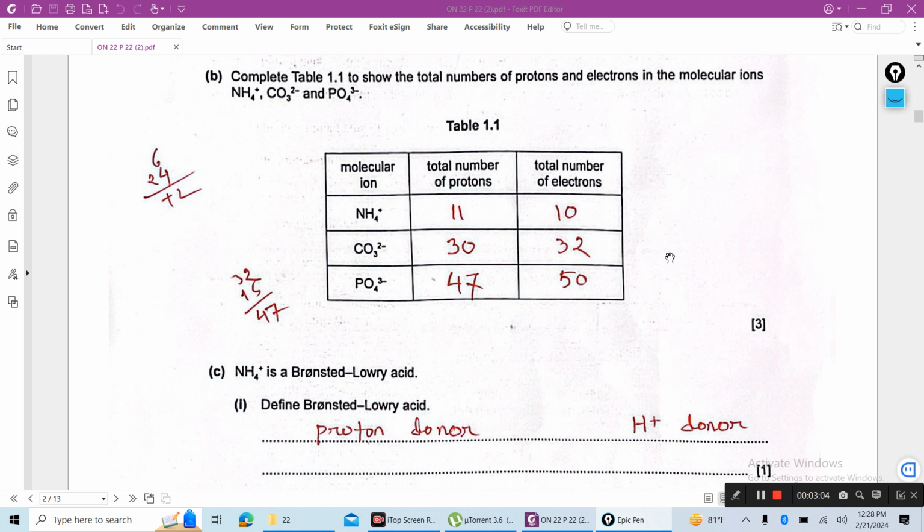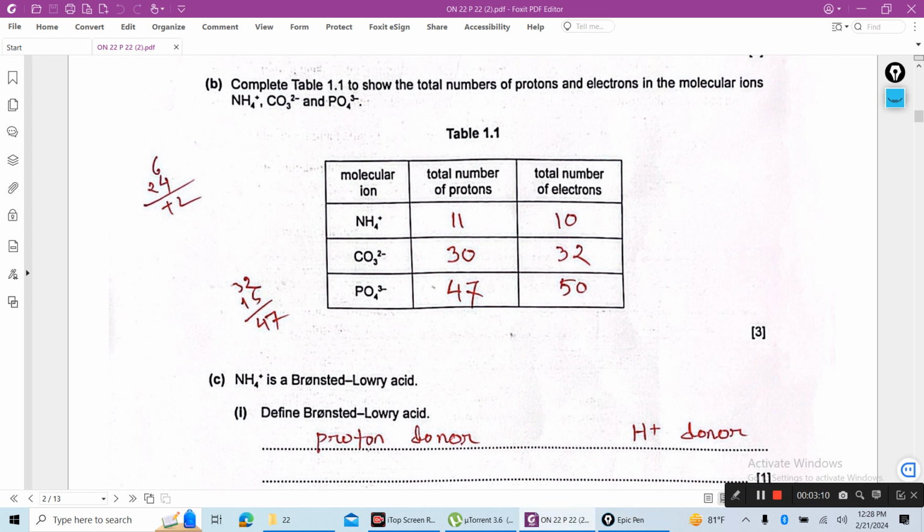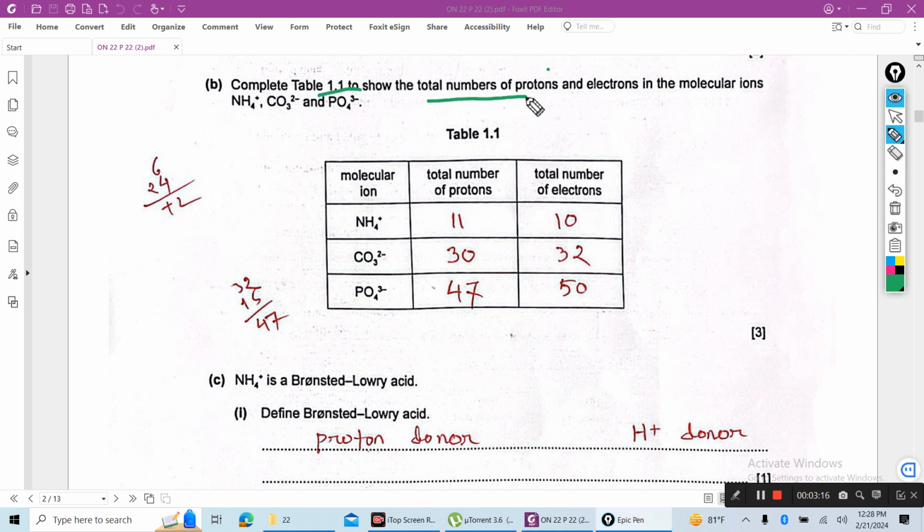Next, B. Complete the table to show the total number of protons and electrons in the molecular ions: ammonium ion, carbonate ion, phosphate ion. You will have to show proton number and electron number.